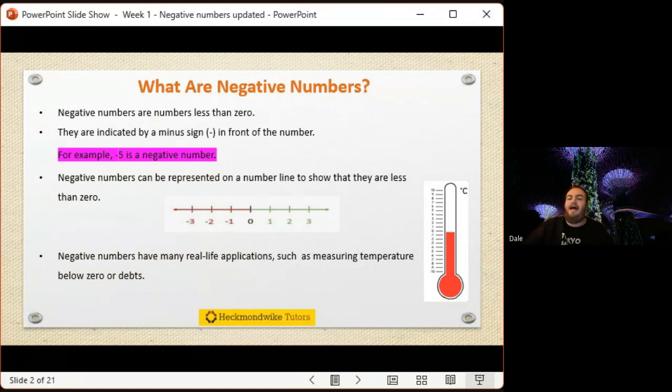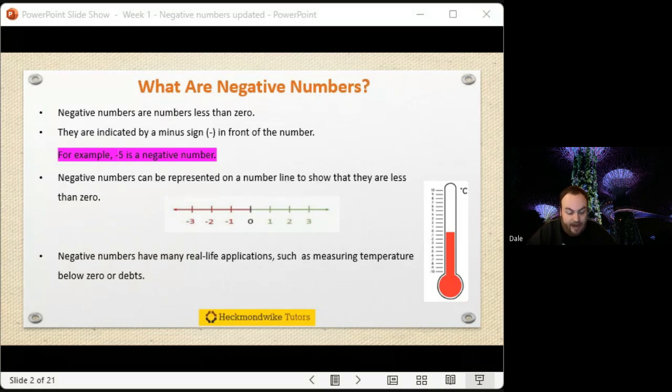Can anyone think of any other examples? Maybe they could raise their little fake hand on their account, the little yellow hand, and tell me any examples in real life where you might see negative numbers. So we've got temperature, we've got bank accounts and money. Anybody else can put their hand up for me and tell me.